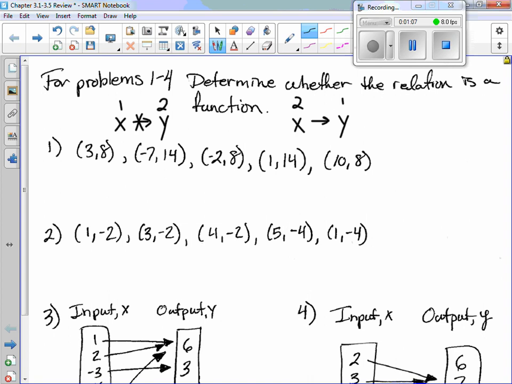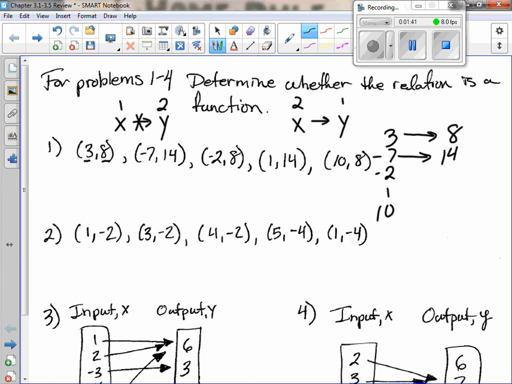So let's look at this here. 3 is going to 8, -7 to 14, -2 to 8, 1 to 14, 10 to 8. So the x values are, well, I'm going to write them out here to the side: 3, -7, -2, 1, and 10. We had these 5 x values, yes? So 3 went to 8. -7 went to 14. -2 went to 8. 1 went to 14, and 10 went to 8.